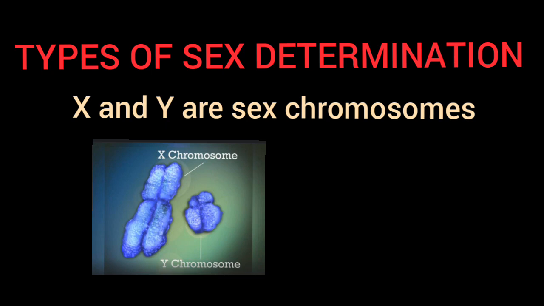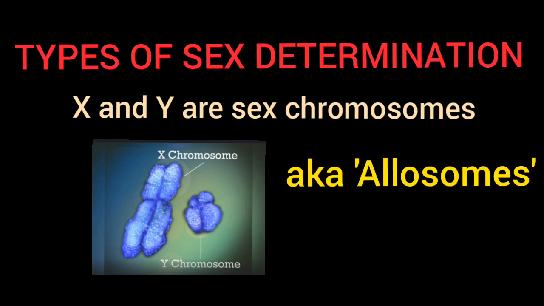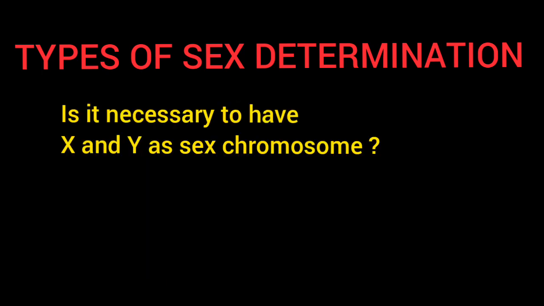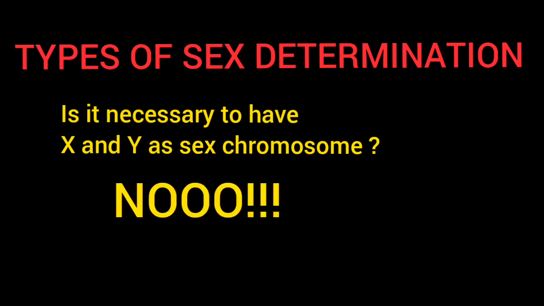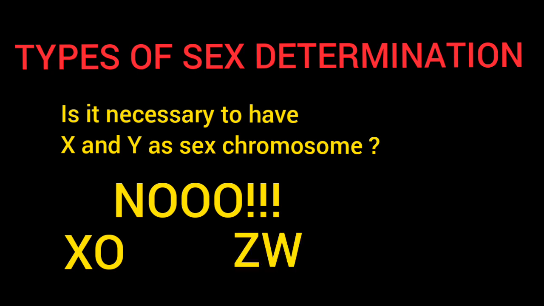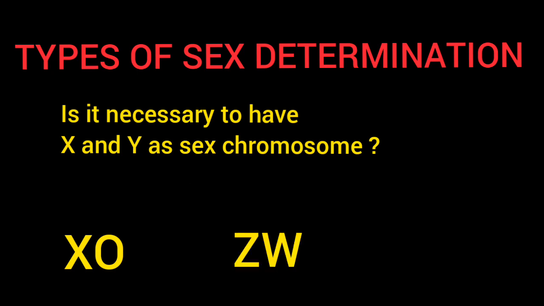Now students, here we will be talking about different types of sex determination mechanisms. Now, it is understood, students, let me write it for you, that X and Y chromosomes are sex chromosomes, they are also known as allosomes. Now, you tell me, students, is it necessary for every individual on this planet to have X and Y as sex chromosomes? No, that's not necessary. Some of the organisms do have something else as sex chromosome. Some of them have XO, some of them have ZW as sex chromosome. So here we are going to see all those different types.